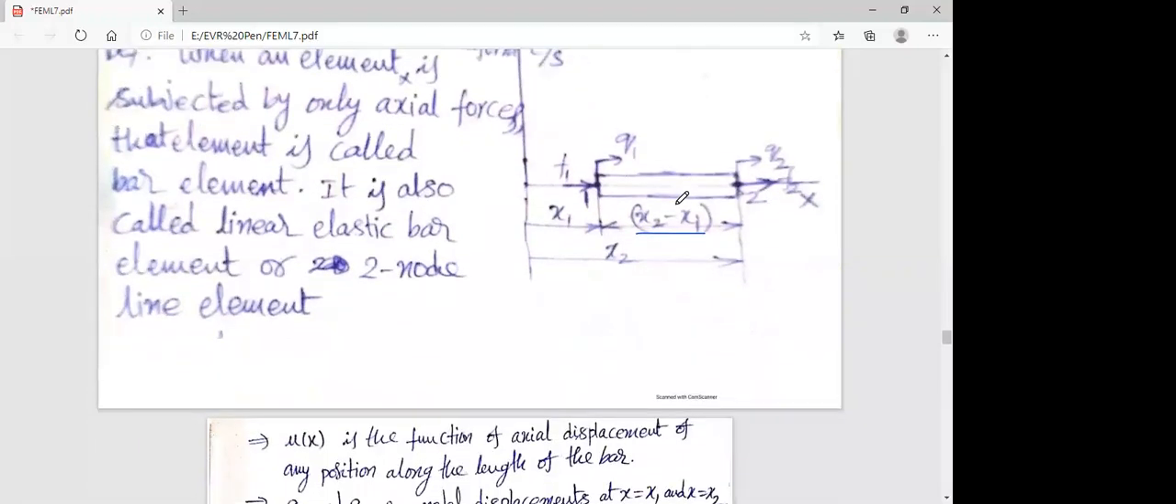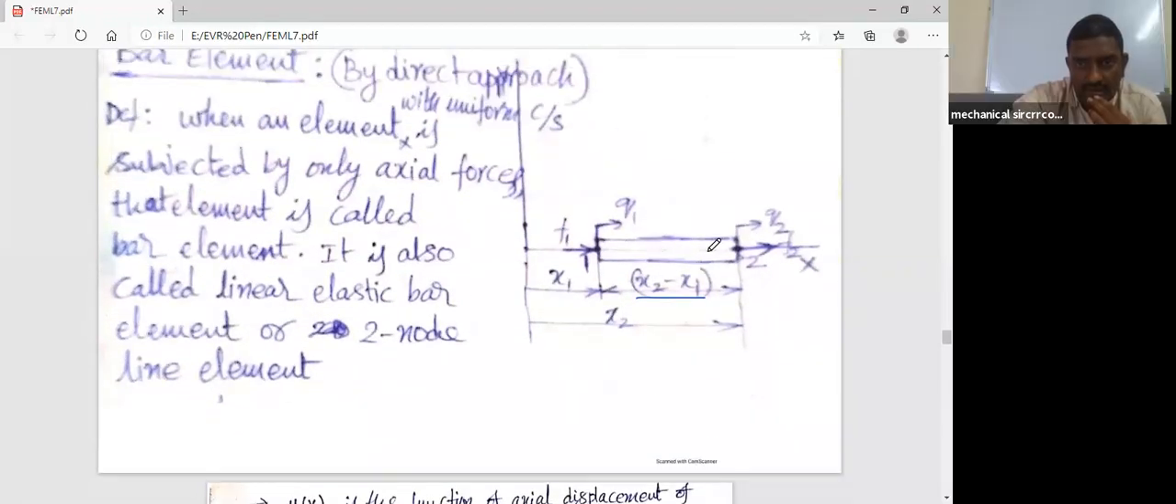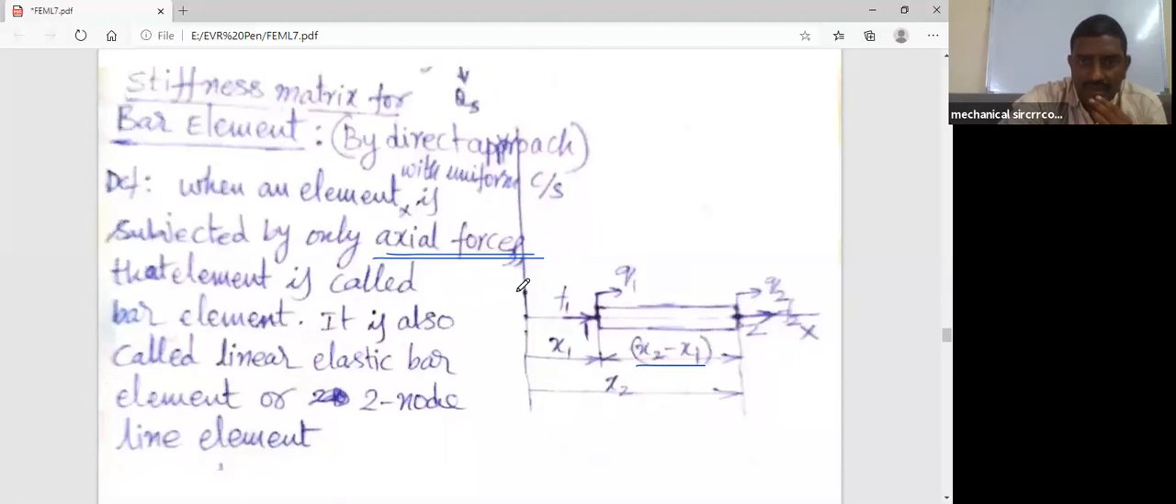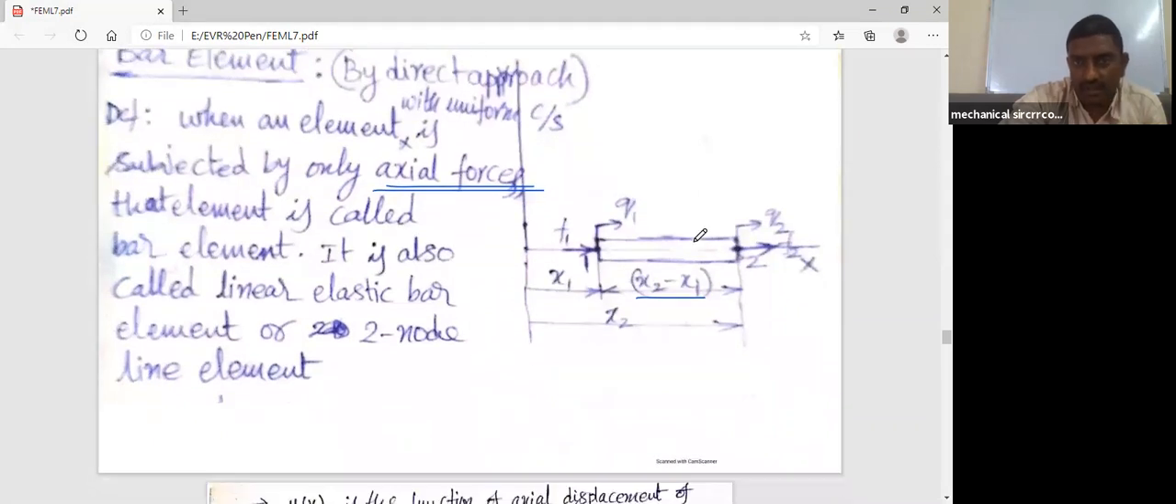Okay, so it is part of the problem domain, an elastic body, a one-dimensional elastic body. So it is subjected only to axial forces. When it is a one-dimensional body, it is only subjected to axial forces. This element is called a bar element, or two-node bar element, or elastic bar element. There are different names for this element. Or axial bar element.